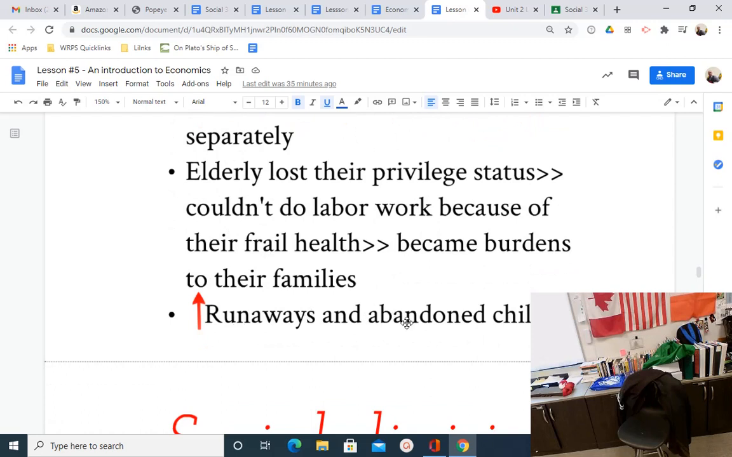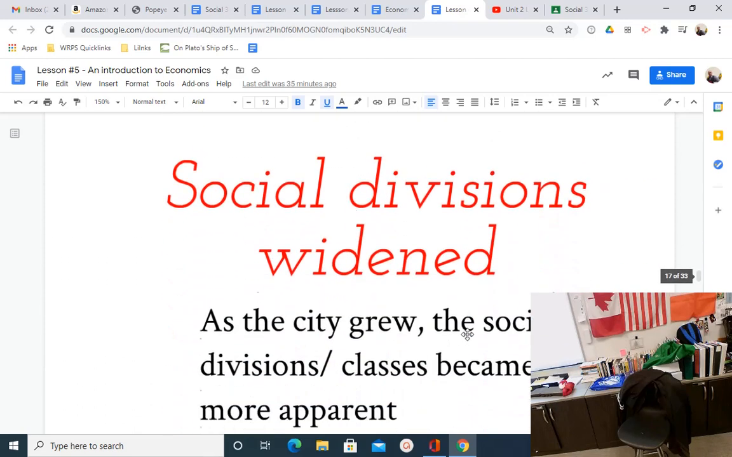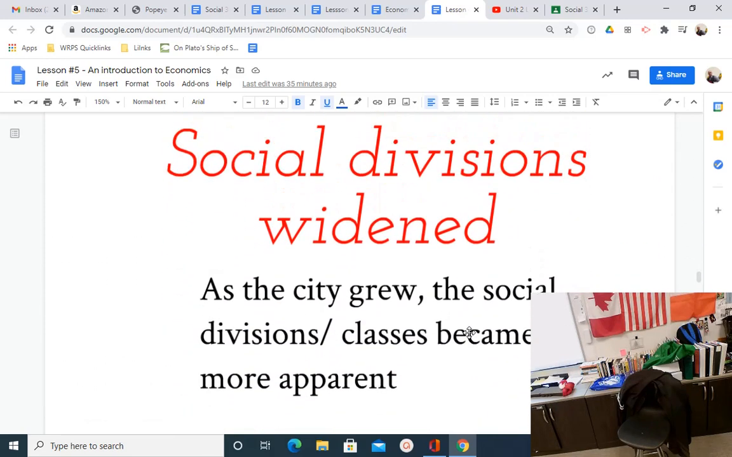You'll have children that will run away because they're like, I'm the only one working in this family, why am I supporting everyone else? I should run away and just have my own family. Or you'll have kids that are abandoned because there's too many to look after. You'll see the gap, the social division between the rich and poor widen, much like you see in the story Tale of Two Cities.